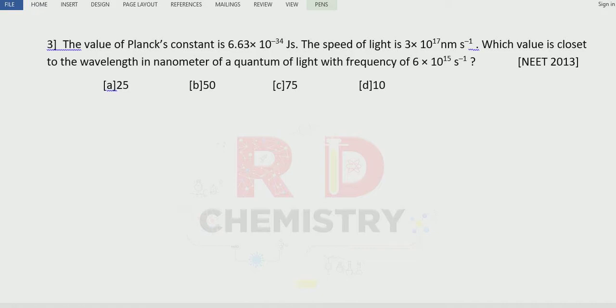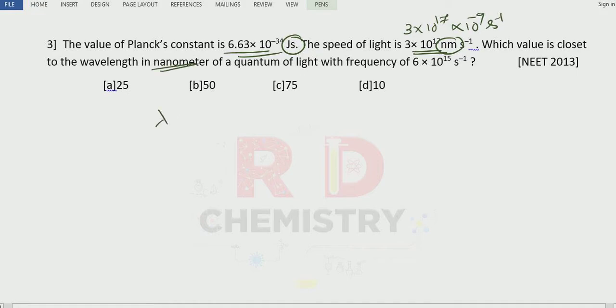Question number 3. The value of Planck's constant is given in terms of SI unit. The velocity of light, speed of light, is given not in SI unit, so we will convert: 3 into 10 power 17 nanometer per second, nano means 10 power minus 9. Clear? The value which is closest to the wavelength, lambda, should be the final expression in terms of nanometers.